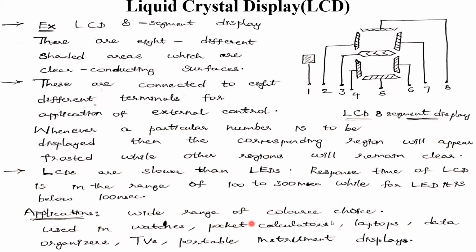Wide range of colors choice is there, used in watches, pocket calculators, laptops, data organizers, TVs, portable instrument displays, etc. We are going to use this LCD in these different types of applications, that is watches, calculators, laptops, data organizers, TVs, and portable instrument displays. This is the concept regarding LCD.